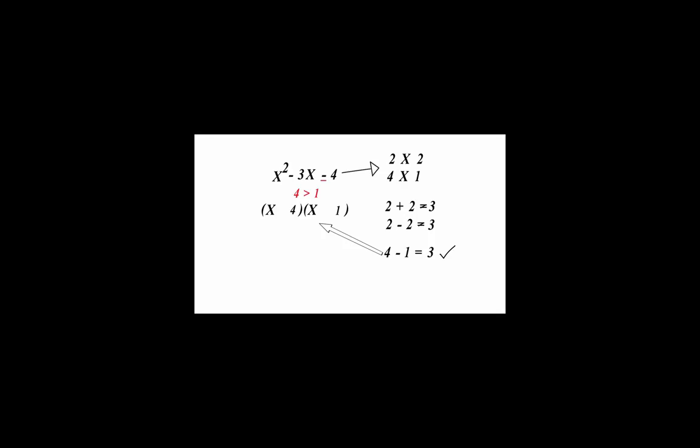You want to check your answer by multiplying your parentheses back out to make sure your signs are in the correct place. So in this example, since 4 is greater, its parentheses gets the same sign as the first in the expression, which is negative. And our second parentheses get a positive sign. So our final answer comes out to be (x - 4)(x + 1).